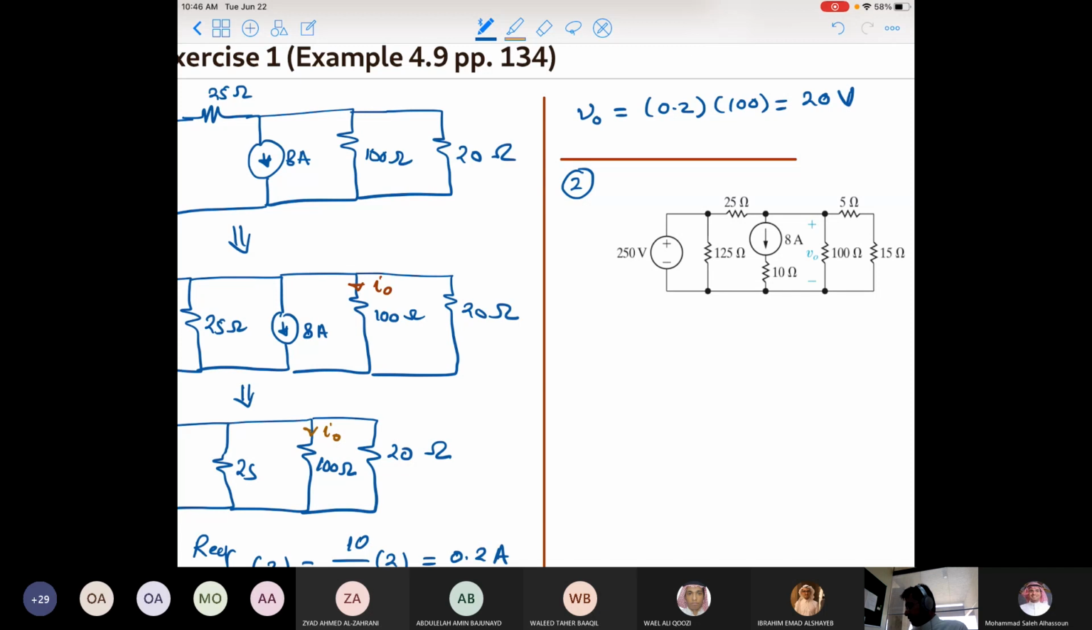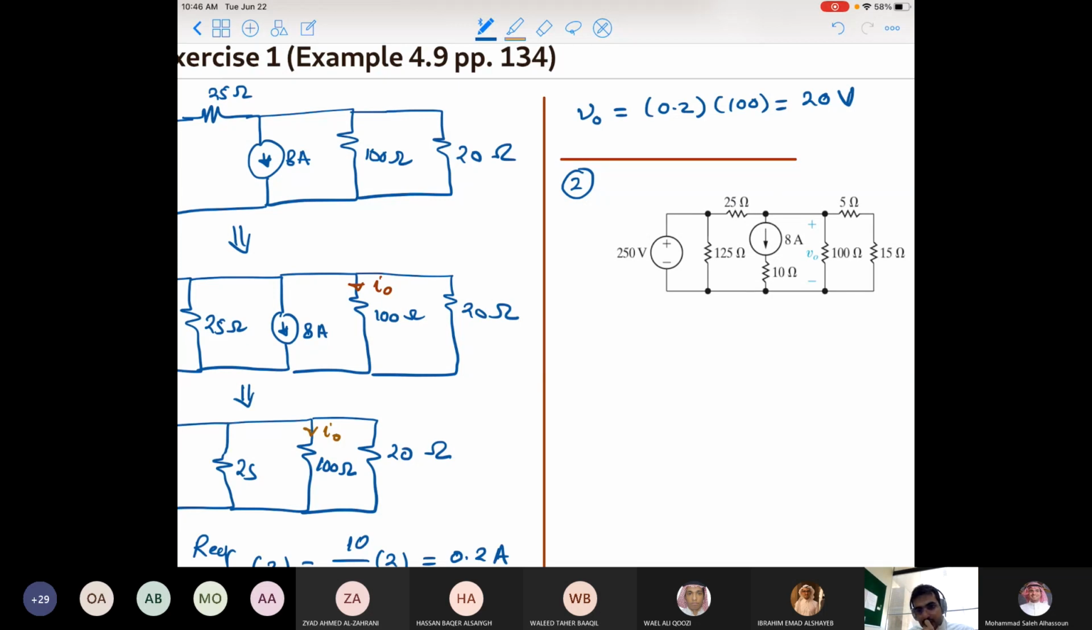You are trying to get rid of everything except the 250 volts. Not really. There is a shortcut. Let's see. Yasser?